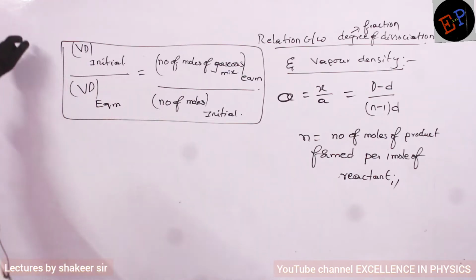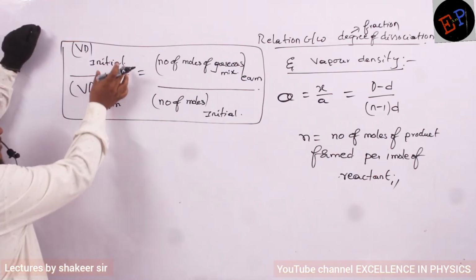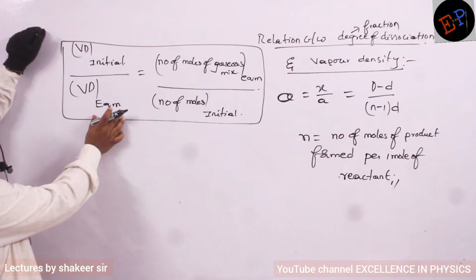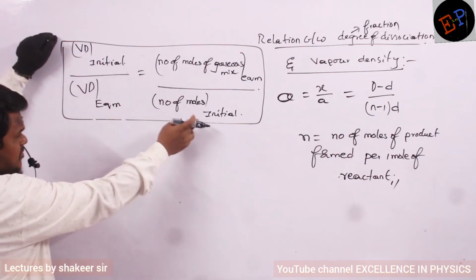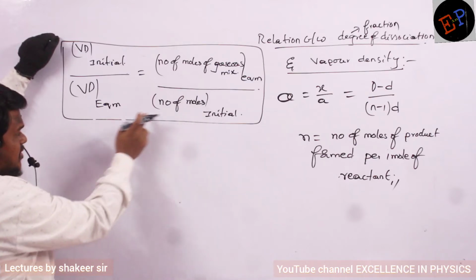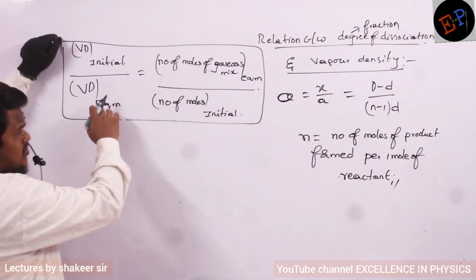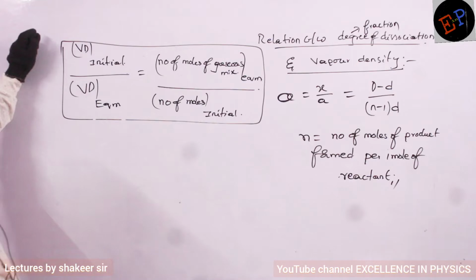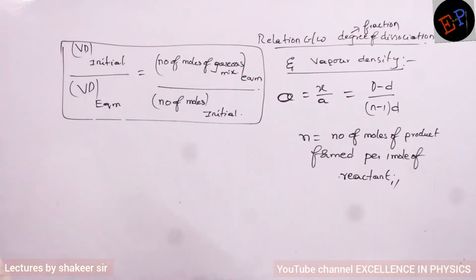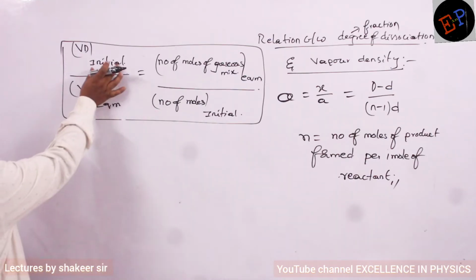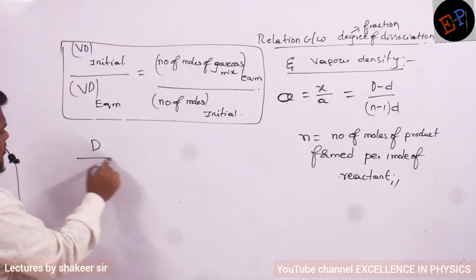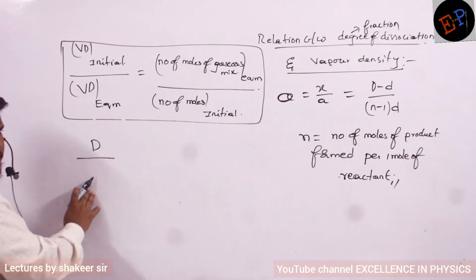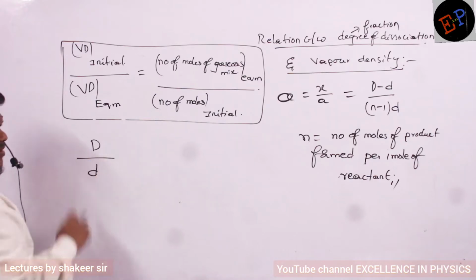So therefore, vapor density initial divided by vapor density at equilibrium. Here I have initial, but in the denominator I should have initial. Equilibrium is in denominator, so gaseous mixture should be in numerator. So this relation you can remember. Are you able to understand? So VD initial is also called capital D, the initial vapor density. Vapor density at equilibrium is also called small d. So you can write like this also.